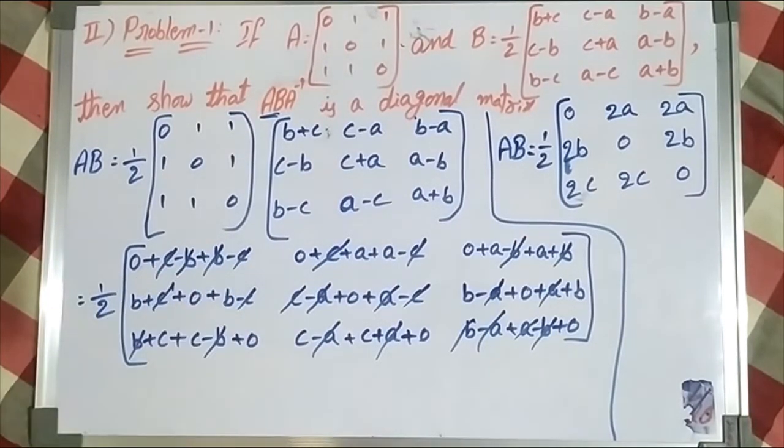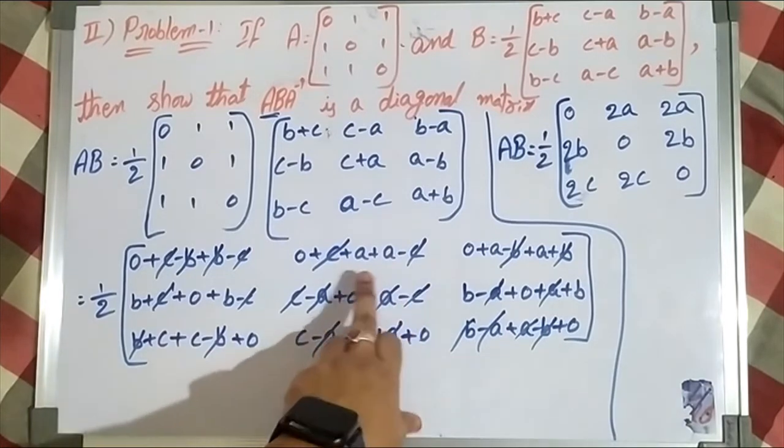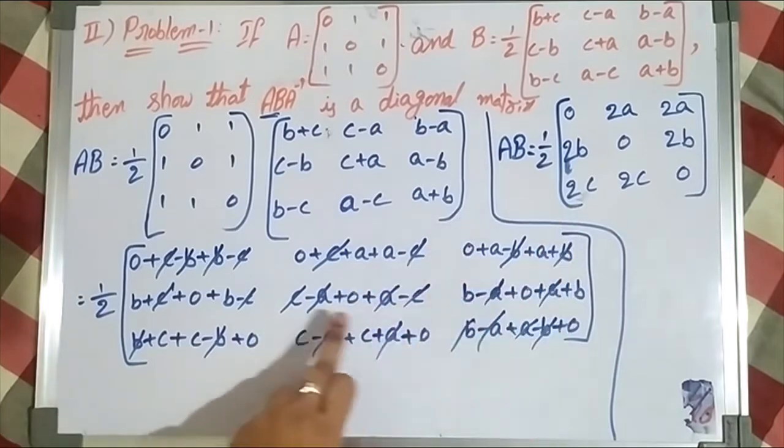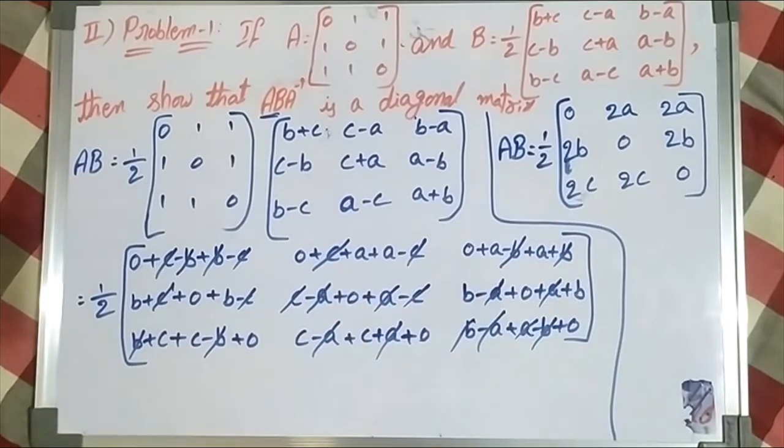Here all values are cancelled, then that value is 0. Here A plus A, 2A. Here also A plus A, 2A. B plus B, 2B. All values get cancelled, then the value is 0. B plus B, 2B. C plus C, 2C. C plus C, 2C. All values get cancelled, that value is equal to 0. Then we get AB equal to half into matrix 0, 2A, 2A, 2B, 0, 2B, 2C, 2C, 0.